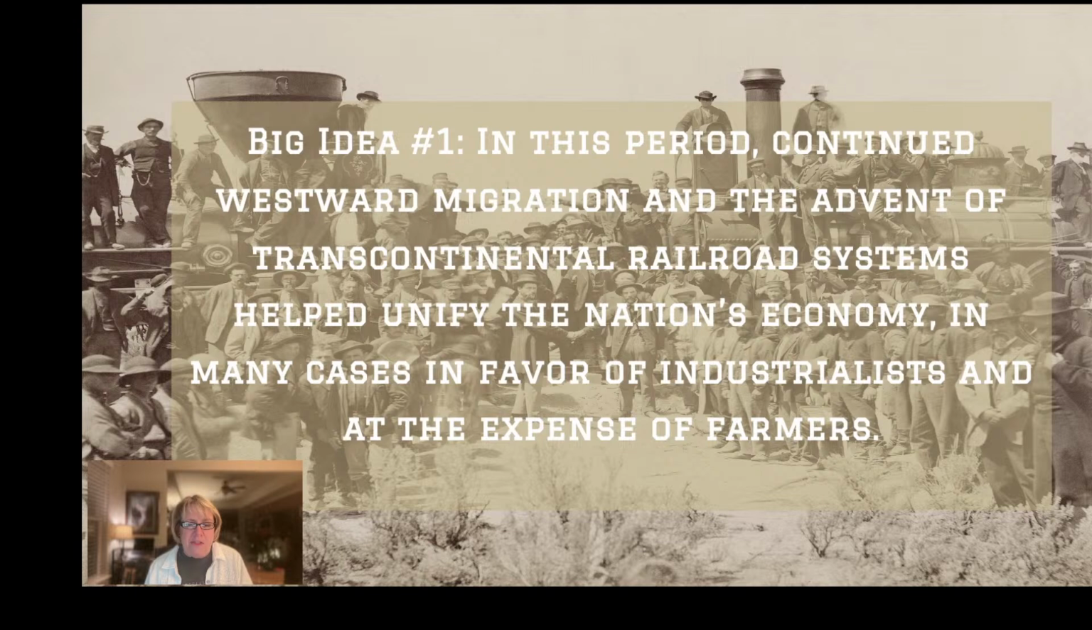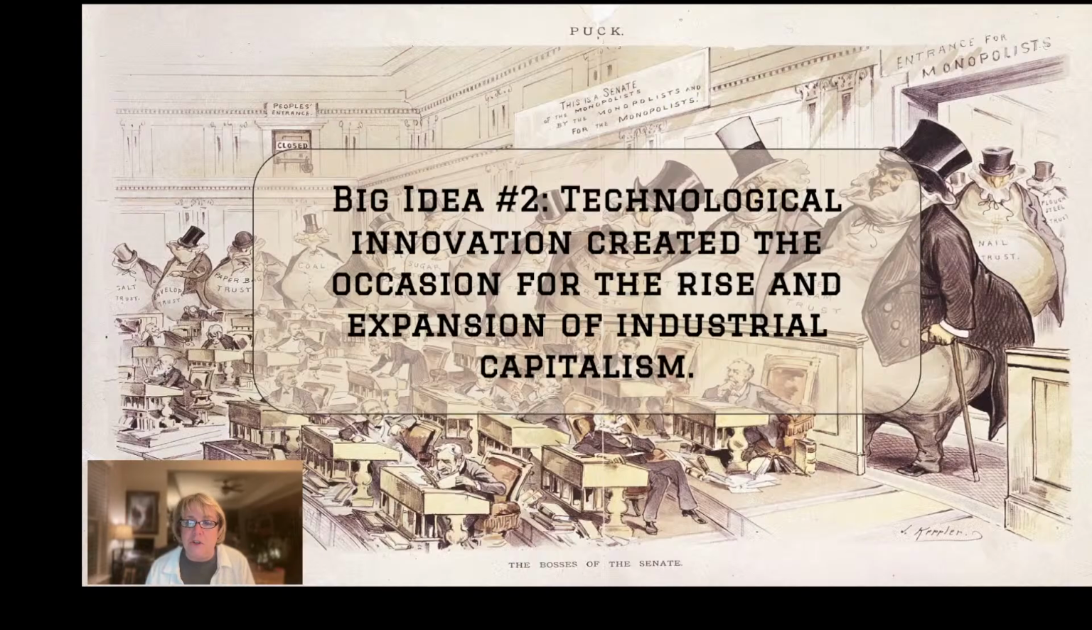But the big idea right here that we're talking about is the value and the importance of the Transcontinental Railroad and what it did to unify our nation, not only economically, but politically and socially as well. And it is, like I said, going to be at the expense of the farmers. And we're going to talk about that here in a little bit. So just keep that in the back of your mind. Okay? So let's go ahead and move on to big idea number 2.